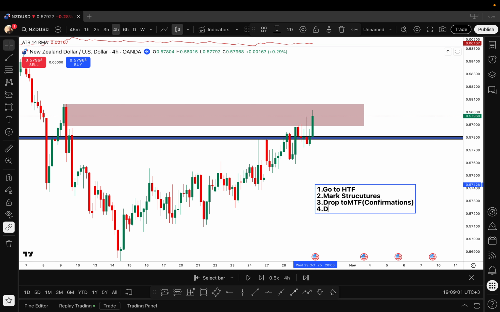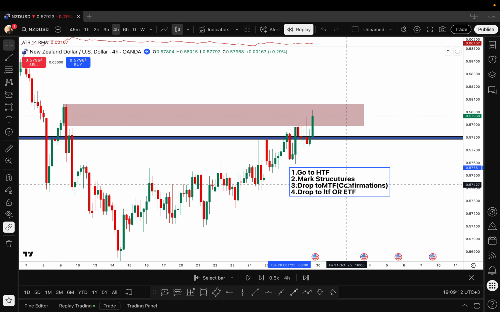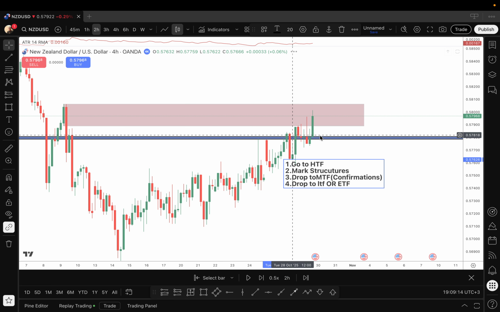So I'm just going to say drop to lower time frame or entry time frame for entries. So now the time frame I'm going to use for entries is the 2-hour time frame. That is where I'm going to drop.